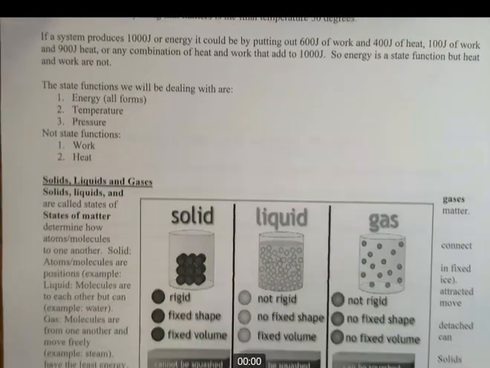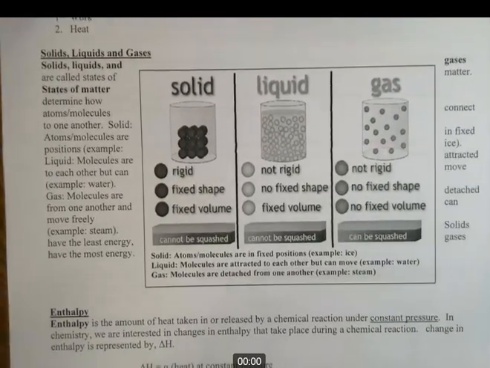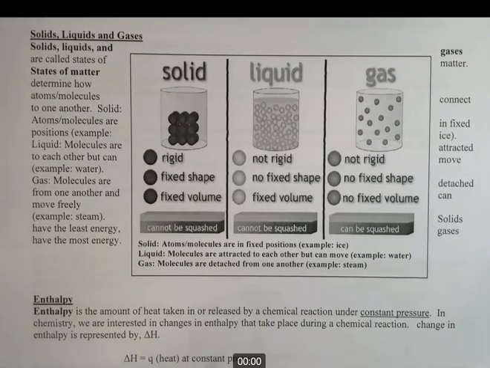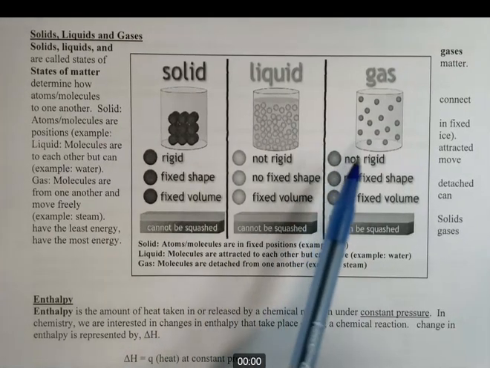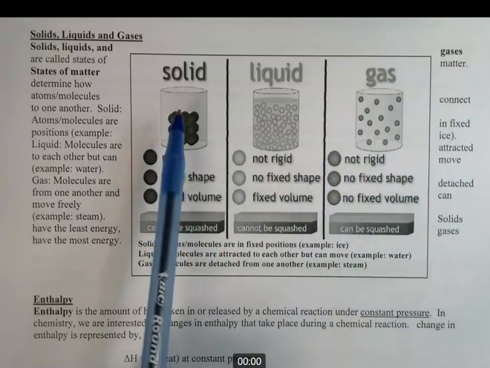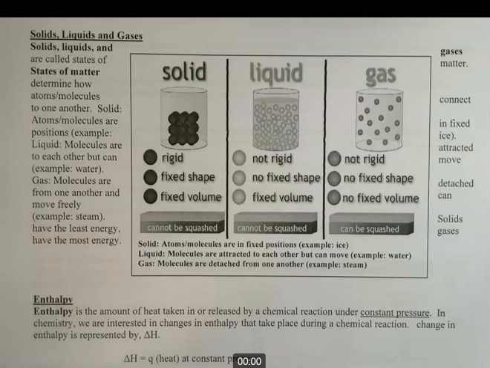Okay. Let's move on to the next topic, and this is something you're familiar with: solids, liquids, and gases, and I'll fix this in your permanent notes. So solids, liquids, and gases are called states of matter. They're also called phases, but in this case, we're calling them states of matter. So states of matter determine how atoms and molecules connect to one another.